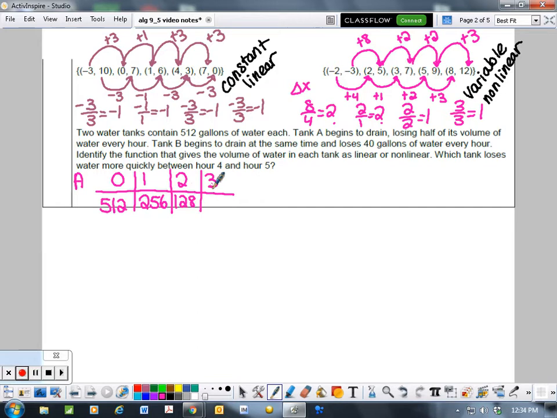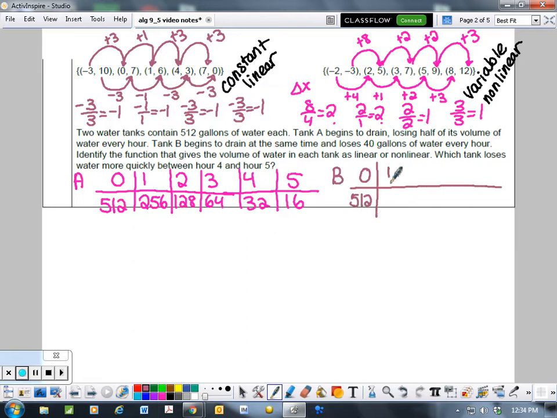2, 64, fourth hour, divide by 2, I get 32, fifth hour, divide by 2, and I get 16. Okay, so that's tank A. So now let's look at tank B, and I write really big, unfortunately. Now tank B begins to drain at the same time, but it only loses 40 gallons of water every hour. So at 0, we're still starting with 512.